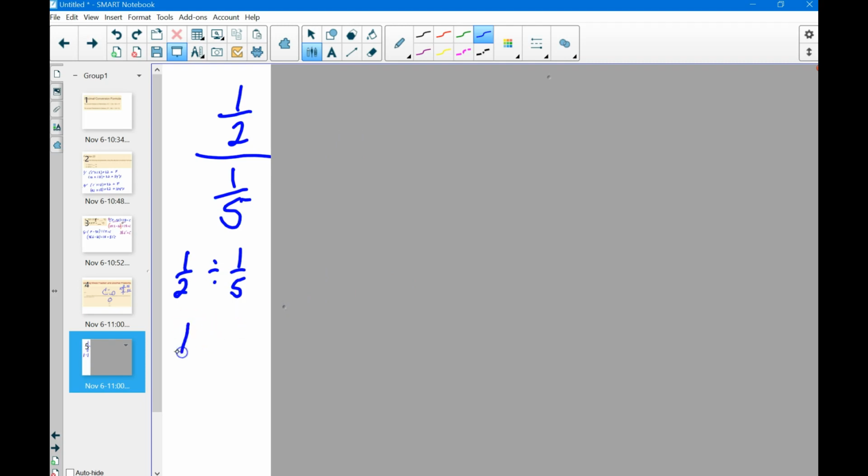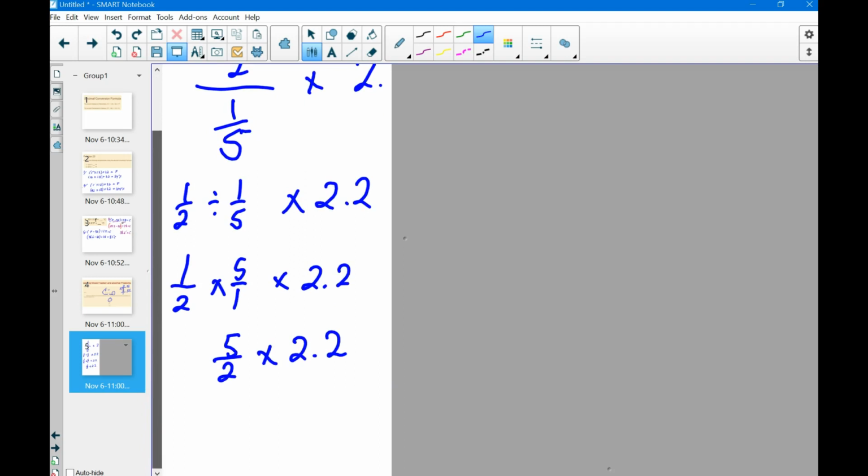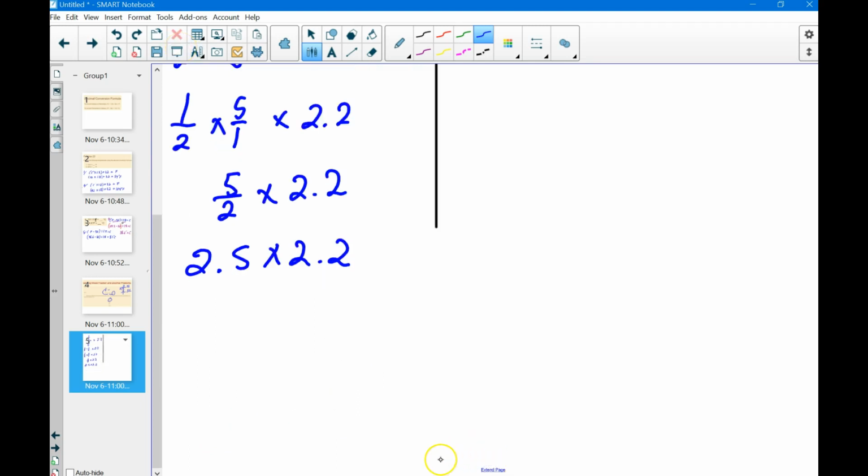And this becomes 1 over 2 times 5 over 1 times 2.2. Let me see, it's 5 over 2 times 2.2. Changing this one into a decimal, we know that it's going to be 2.5.